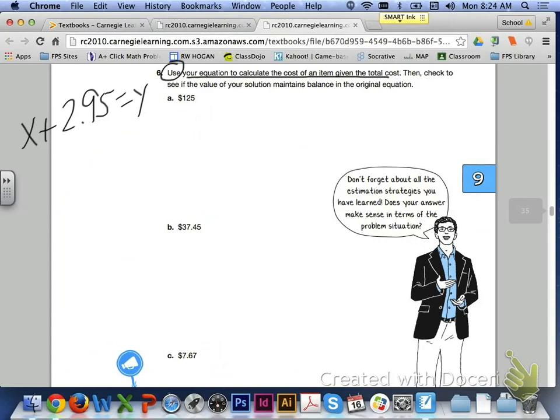If we take a look at number 6 at the top of page 637, now we want to use that same equation, X plus 2.95 is equal to Y. We want to use that equation to calculate the cost of an item if we are given the total cost. Then it says again, make sure that you check to see if the value of your solution maintains balance in the original equation. So go ahead and do letters A, B, and C for number 6.